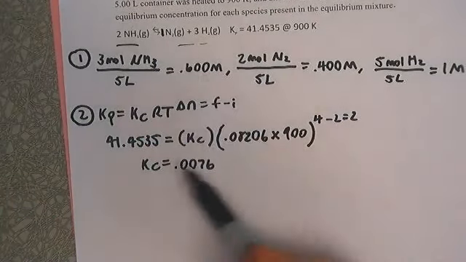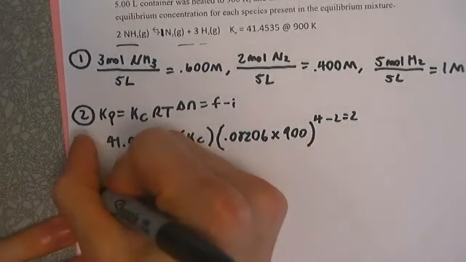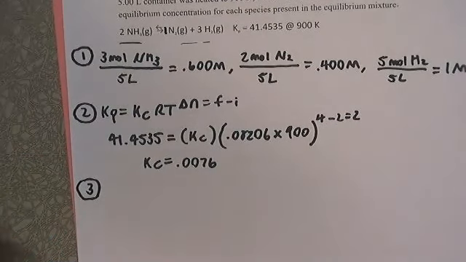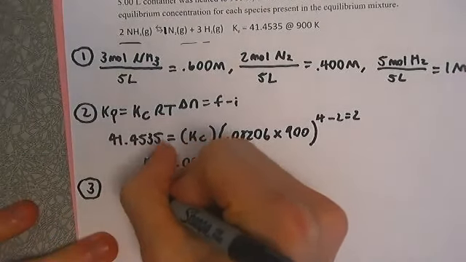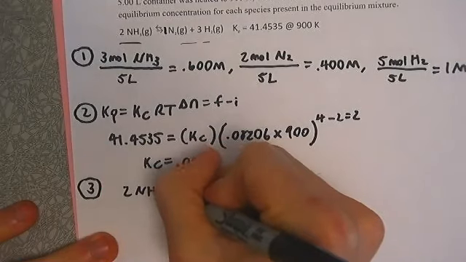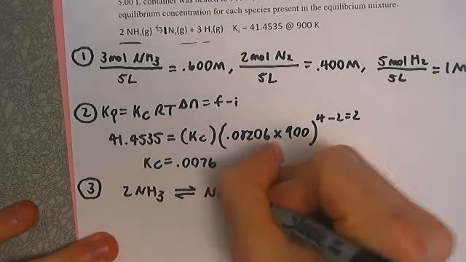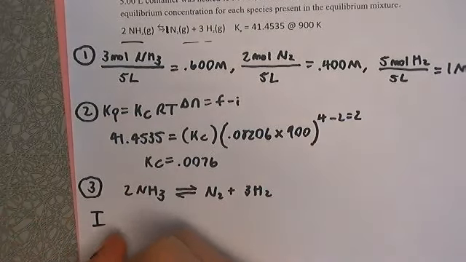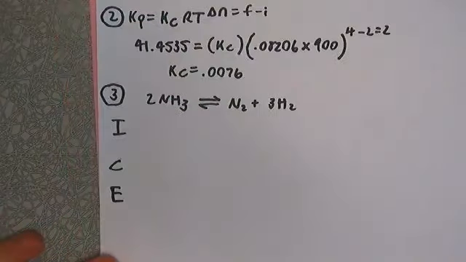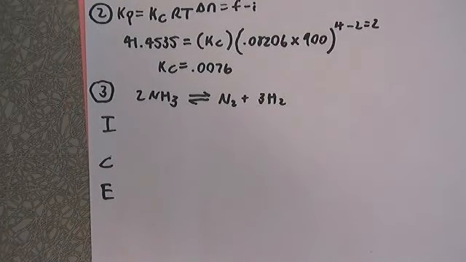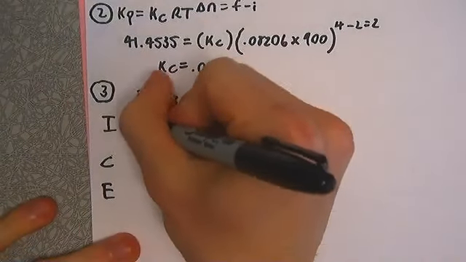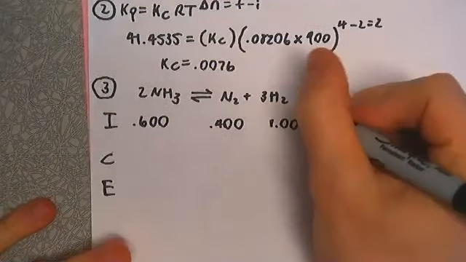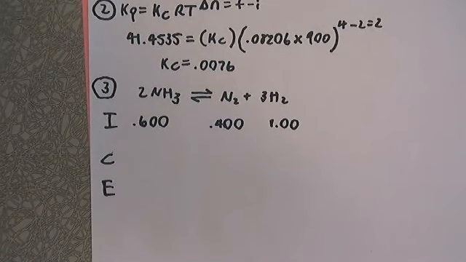We have concentrations and we have a Kc. So we can do step 3, which is to set up our ice table. What's the first thing we do in an ice table? We rewrite our chemical equation. All right, very basic ice table setup that we did like the last time. Now let's fill in what we know. So we have 0.6, we have 0.4, and we have 1. Okay, everything's set up.